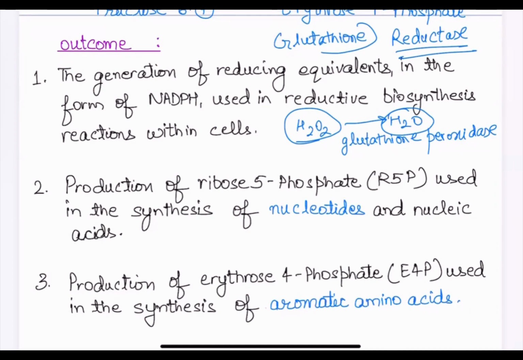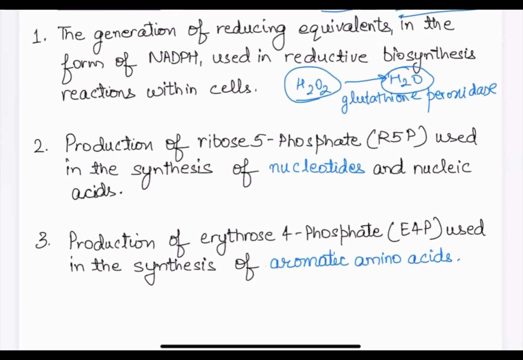Next is production of ribose 5-phosphate, which is used in synthesis of nucleotides and nucleic acids. Third is production of erythrose 4-phosphate, which is used in the synthesis of aromatic amino acids. These aromatic amino acids are precursors for many biosynthetic reactions. In fact, dietary pentose sugars, which are derived from the digestion of nucleic acids, can also be metabolized through this pathway, and the carbon skeletons of dietary carbohydrates may be converted into glycolytic or gluconeogenic intermediates.